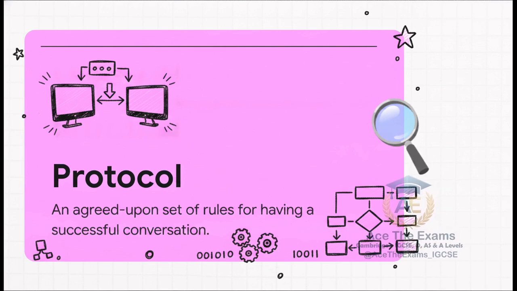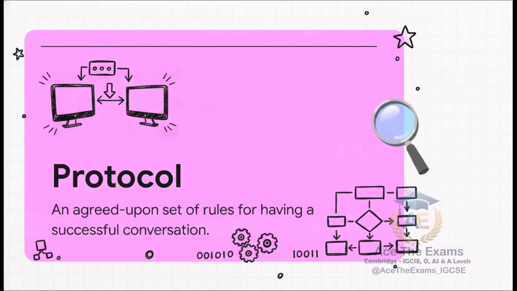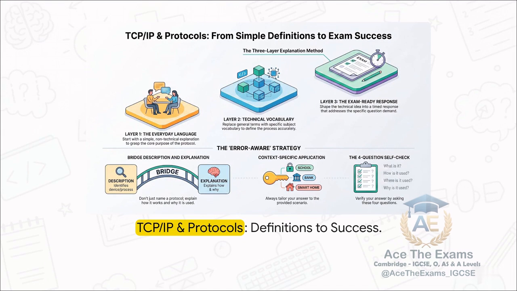A protocol is an agreed-upon set of rules that allows 2 computers to actually understand each other and have a successful conversation. It's just the ground rules for chatting. Check out this full-screen visual.